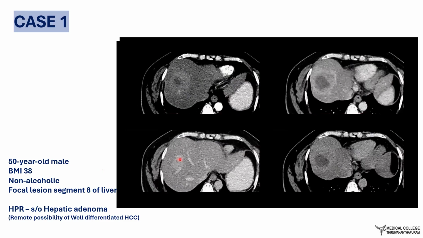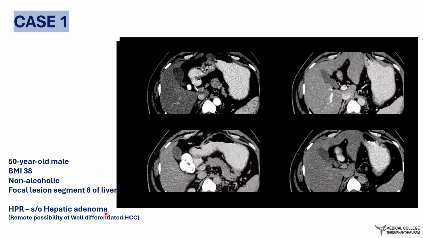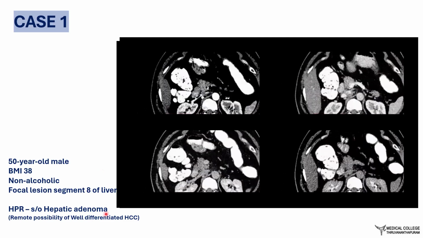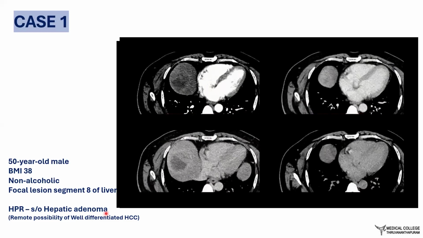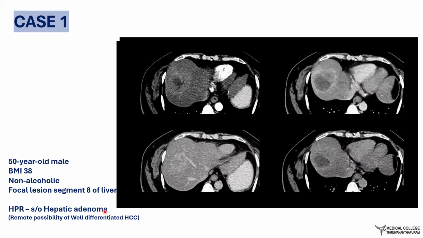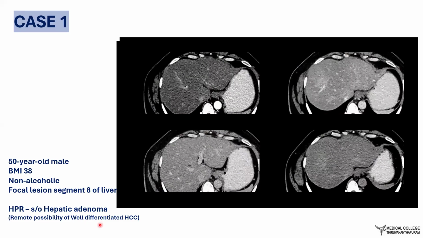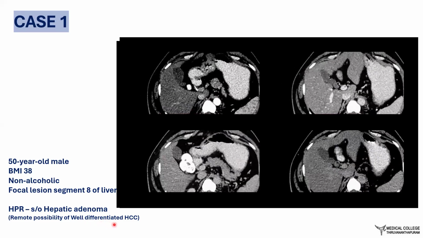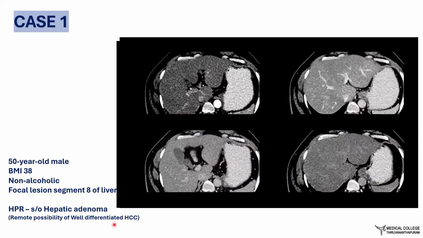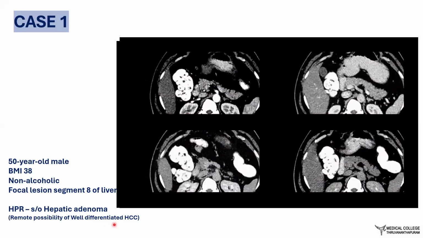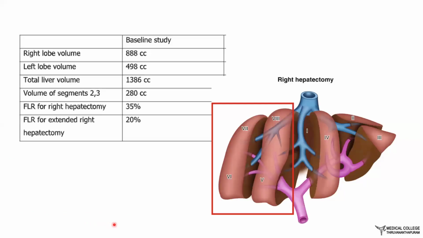Now the biopsy came as suggestive of hepatic adenoma. However, because of very mature hepatocytes seen in the sample, they said a remote possibility of a well-differentiated HCC could not be ruled out. Anyway, because the lesion was large in size, the patient had pain, and there was this doubt whether it could be a well-differentiated HCC, surgery was planned by the surgical gastro team.